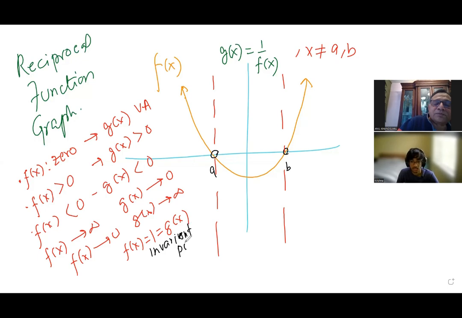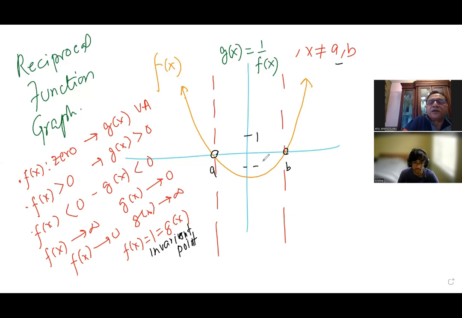Is that clear to you? Yeah, that's clear. So, my simple steps to sketch a reciprocal function is identify the zeros of the function, draw vertical asymptotes, write them as your restrictions. Clear? Yeah, that's clear. Now think about 1 and minus 1.